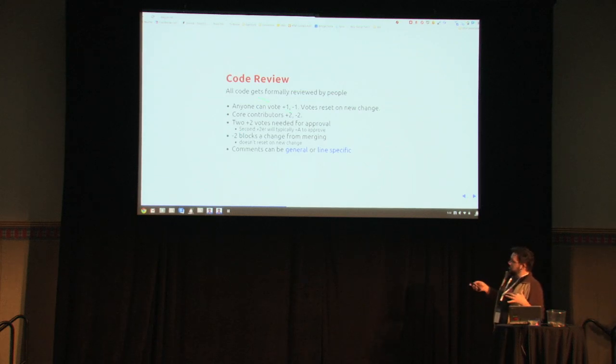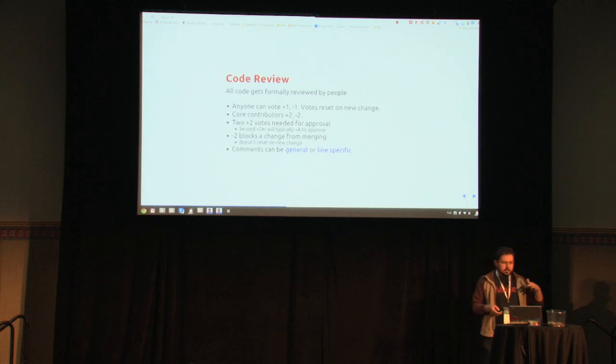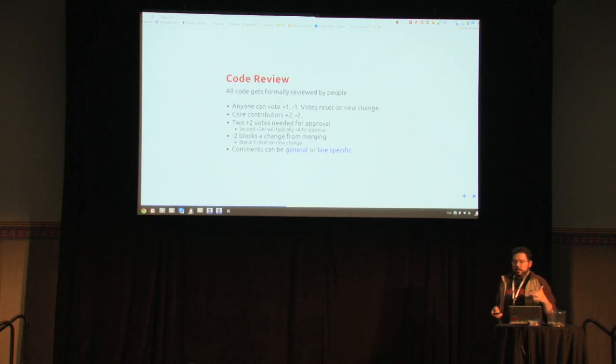There's also the minus two vote, which we call the ban hammer. Someone throws this down if the approach is fundamentally flawed or dangerous for whatever reason they feel as a core contributor, and that sticks. So that will block this code from ever going in until that person pulls that hold on it. It is used very rarely, because minus one advisories are pretty useful.